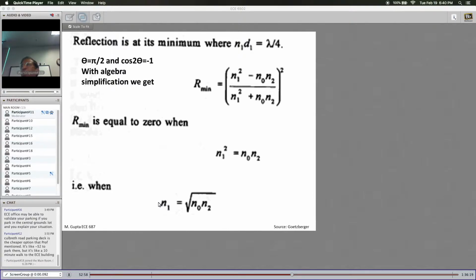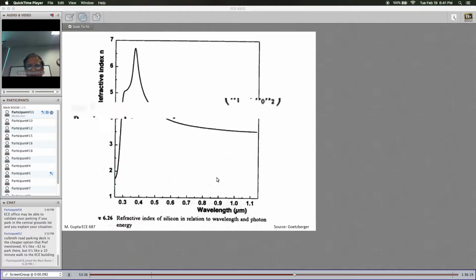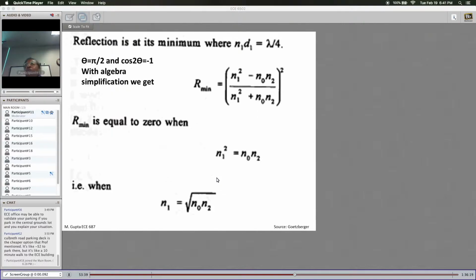Now we will look at what material has that index. What about the thickness? Well, now we know the index has to be 2, and if you know the wavelength, we can calculate what the thickness is. So everyone in the class should be able to design an anti-reflection layer, finding its thickness and its index for a given substrate and a given wavelength. Any questions?